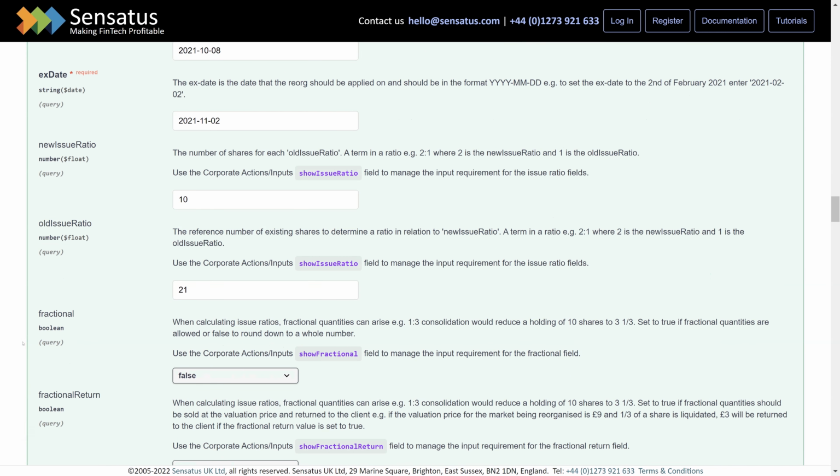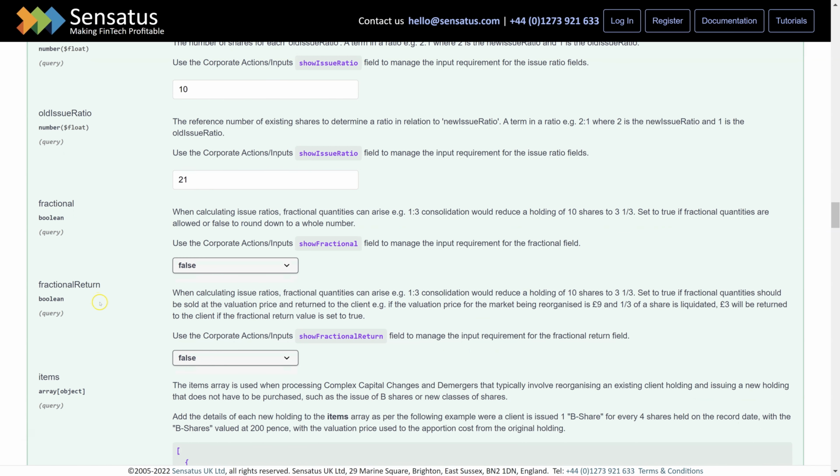Set the new issue ratio to 10 and the old issue ratio to 21 to implement a 10 for 21 issue ratio. There will be no fractional entitlement, therefore set the fractional value to false to round down fractional holdings, and set the fractional return value to false as there are no fractional entitlements to be returned.